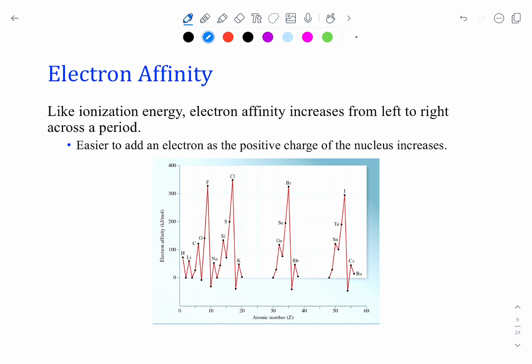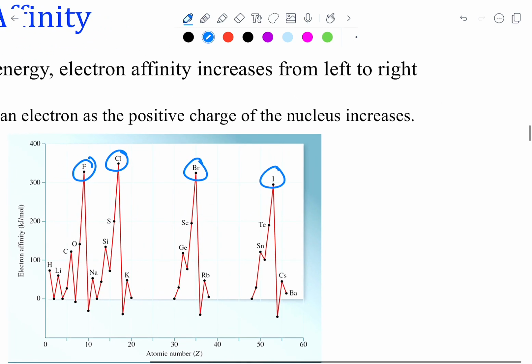So, like ionization energy, electron affinity increases from left to right across a period because it's easier to add an electron as the positive charge of the nucleus increases. As we add more protons, that increases our positive charge, meaning it's easier to take on an electron. So we have fluorine, chlorine, bromine, iodine. They would love to take on one electron. So let's look at the orbital diagrams as to why.